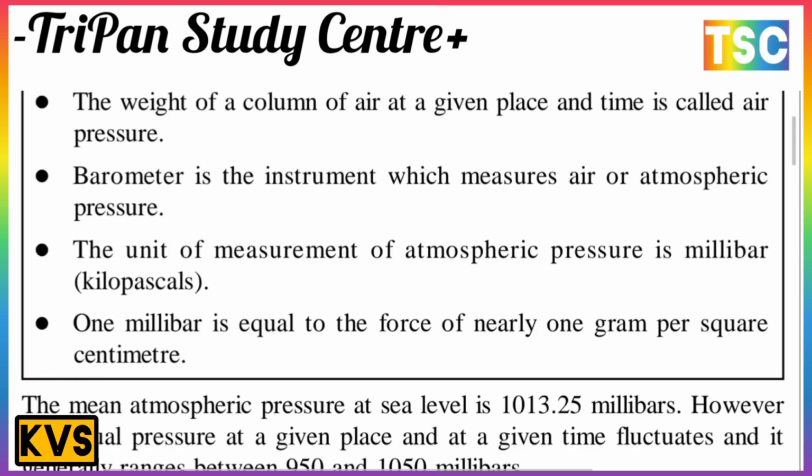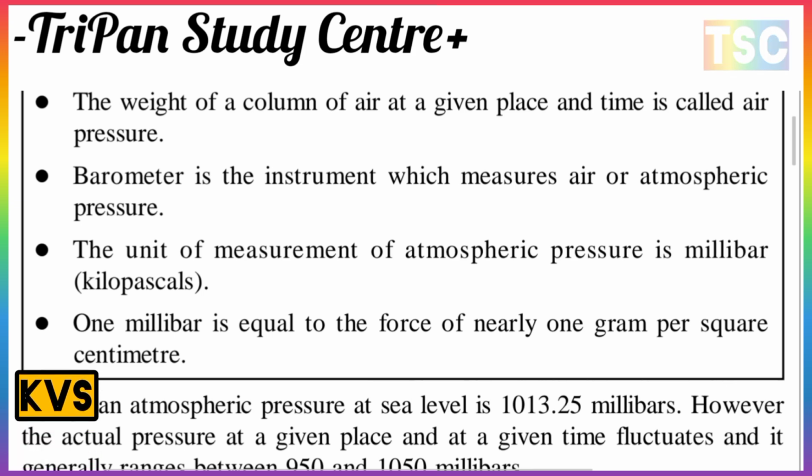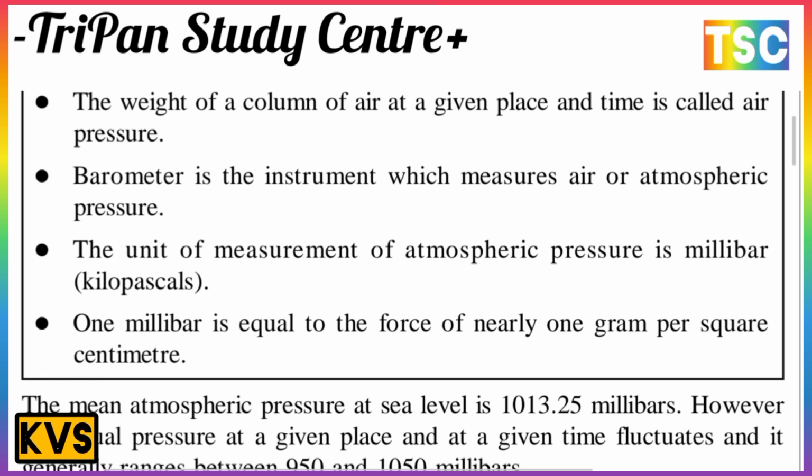The important points here: the weight of the column of air at a given place and time is called air pressure. Second, the barometer is the instrument which measures air or atmospheric pressure. The units of measurement of atmospheric pressure are the millibar and the kilopascal. And 1 millibar is equal to a force of nearly 1 gram per square centimeter. This is the fourth most important point. Note it down in your notebook.